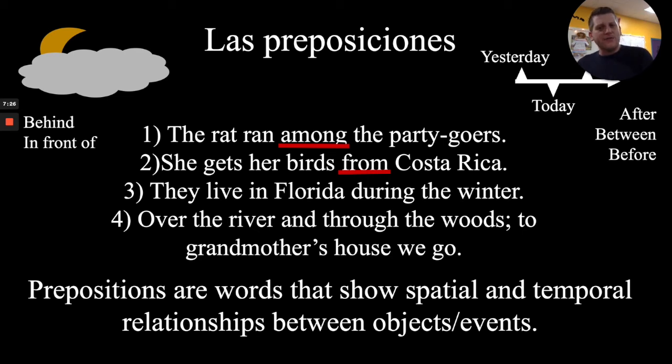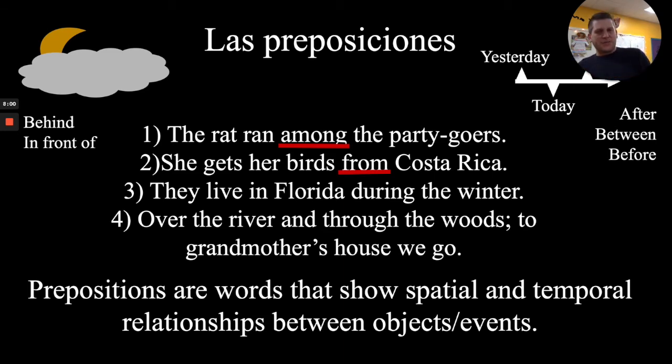Number three: they live in Florida during the winter. Before I give any clues, does anybody have an idea about what would be an example of a preposition in number three? If you're watching the recorded version of this, go ahead and pause it and find it. If you're watching it here live with me in class, let's look at number three. They live in Florida during the winter. Okay, so what is the relationship between they and Florida? What is the spatial relationship? Inside, right? They are within the boundaries of what we call Florida.